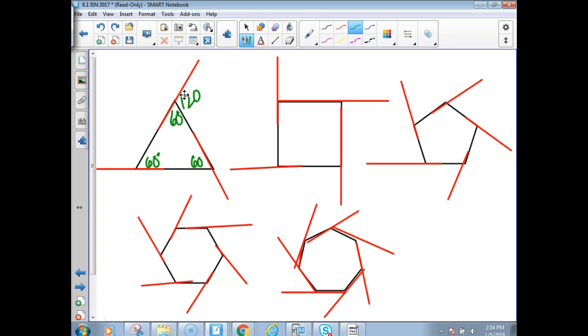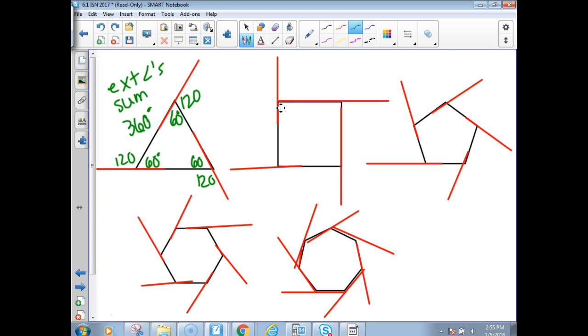120, because these two must add up to 180. Okay, so then there'd be a 120 there and a 120 there. All right, what are these three outside, called exterior angles, add up to? Okay, so the exterior angles sum for these figures is 360.